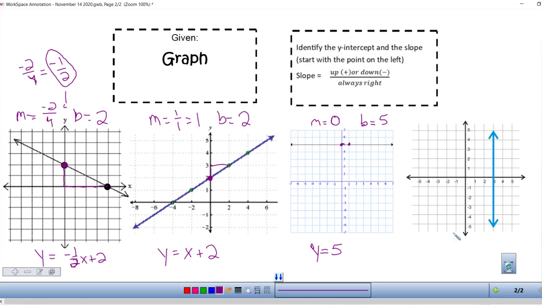And then this one is an extra special one because it doesn't have a y-intercept. So it's not going to be y equals. It doesn't touch the y-axis. We look at the x-axis and x equals 3. So this is literally just x equals 3. Whatever is on the x-axis where the line touches, that is what x equals. It's a vertical line, so it's undefined slope. That gives us that special equation, x equals.